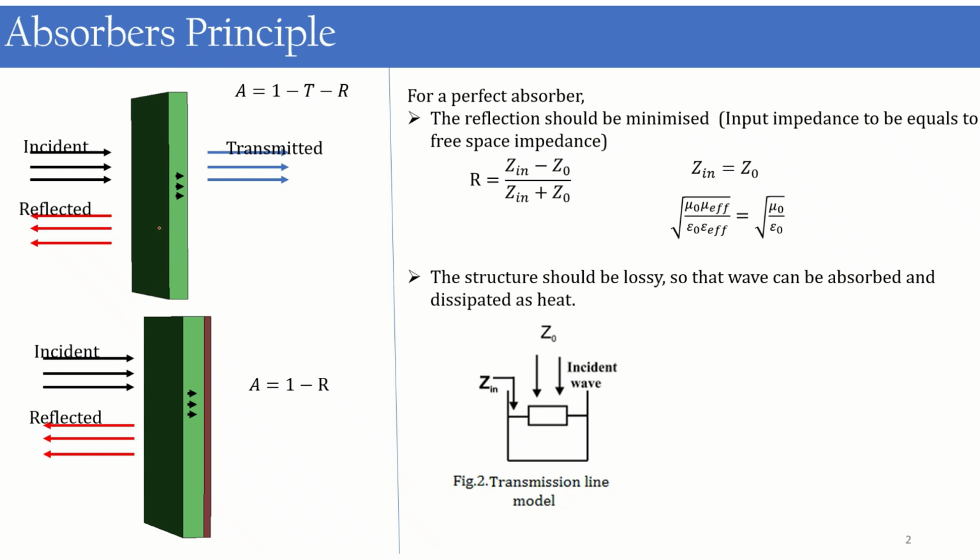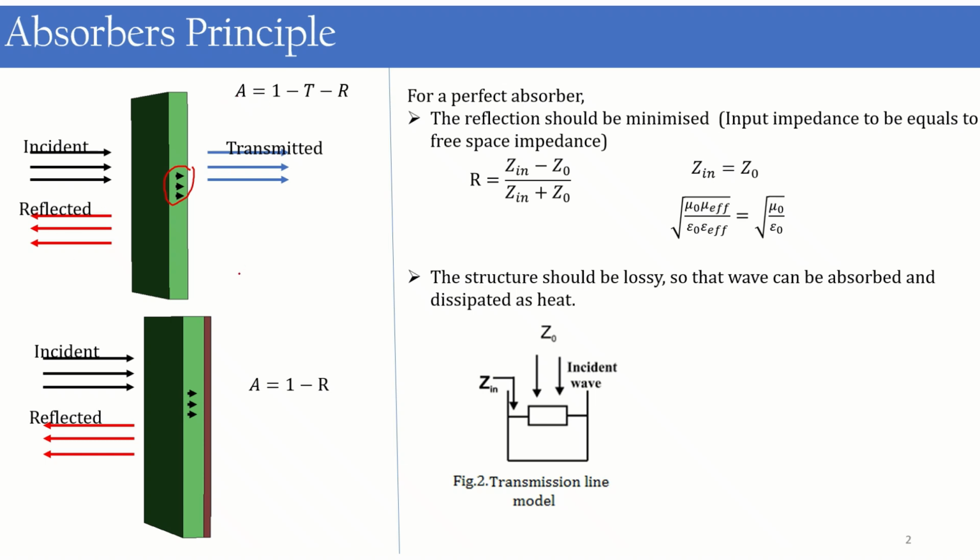Consider a structure. When a wave is incident on it, based on the properties of this structure, some part will be reflected, some part will be absorbed, and some part will be transmitted. So if we consider the incident wave as 1, the absorption will be equal to 1 minus T minus R.